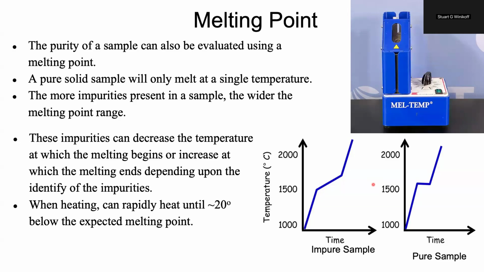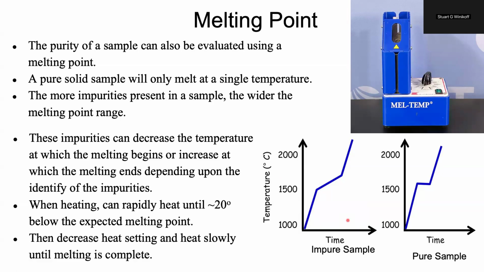And when actually running these melting points, usually what we can do is, if we know the identity of our sample, I know I have caffeine, you can use that literature melting point and rapidly heat the sample until about 20 degrees below the melting point. Then you can slow down and heat it very slowly until you get to exactly the right temperature.